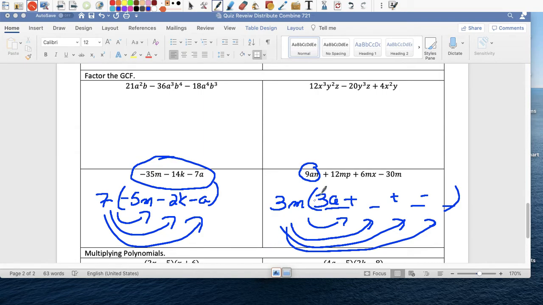Yes, it does. 12 divided by 3 is 4. We already have an m, but we need to add a p, so 4p. 6mx, so 6 divided by 3 is 2. The m is already present, we need an x. And the last one, 30 divided by 3 is 10. It already has an m here, so we don't need another m, and that would be my final answer.